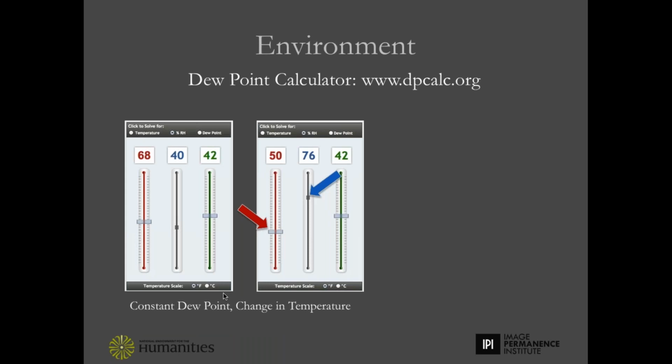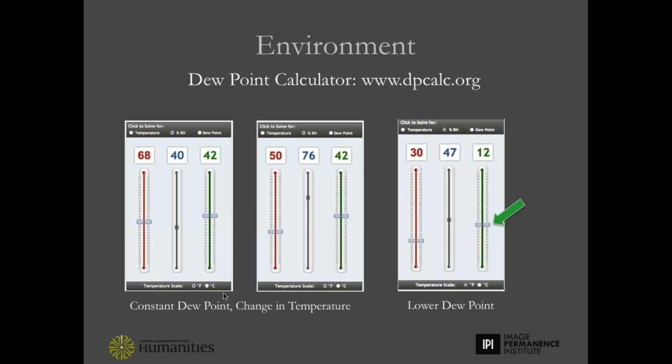Okay, let me further explain this relationship between temperature, relative humidity, and dew point, and why dew point determines the temperature and relative humidity combination that you can achieve. So shown here, we have 2 screenshots from the dew point calculator, that's dpcalc.org. Notice the dew point on each is the same. On the left, the temperature is 68 degrees Fahrenheit and 40% RH. If we decrease the temperature to 50 degrees Fahrenheit, look at what goes on with the RH. Look what happens. It goes way up, way beyond our safe zone for relative humidity.